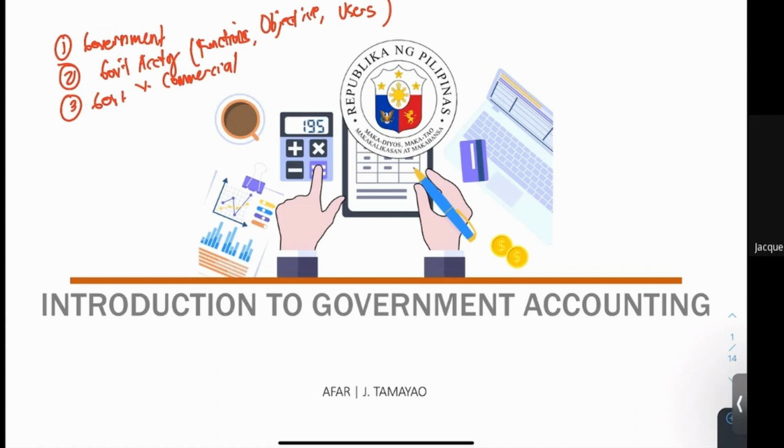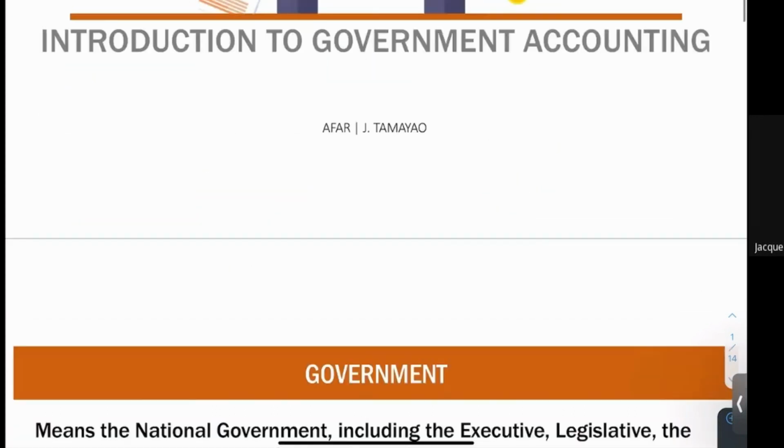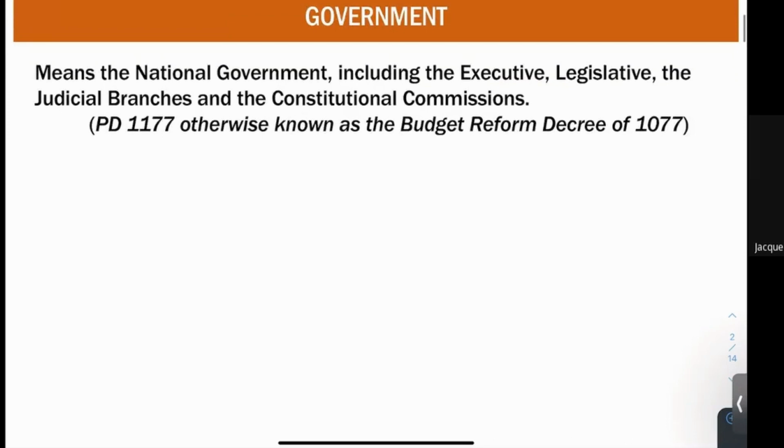Actually, government is defined under our law, which is PD 1177. That is your Budget Reform Decree of 1977. Now, in PD 1177, the government is defined as the national government, which includes the executive, the legislative, the judicial branches, and the constitutional commissions.